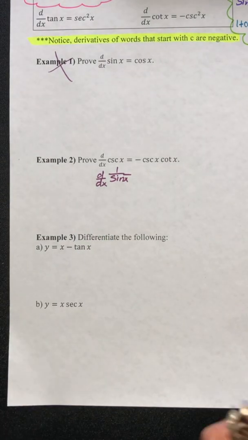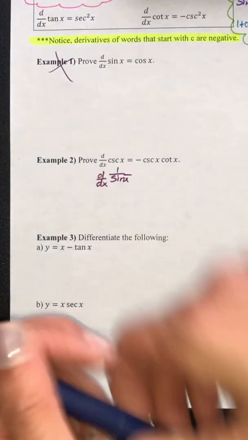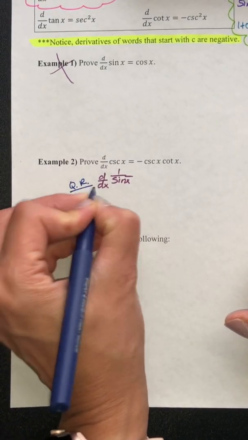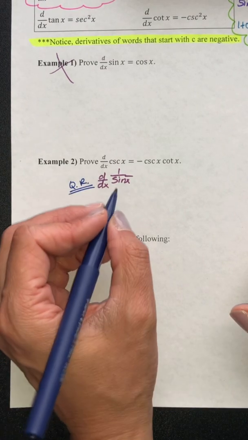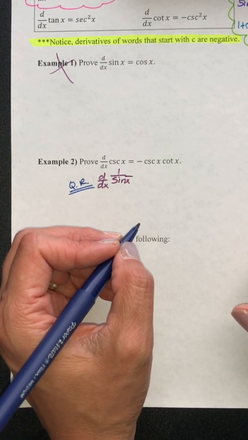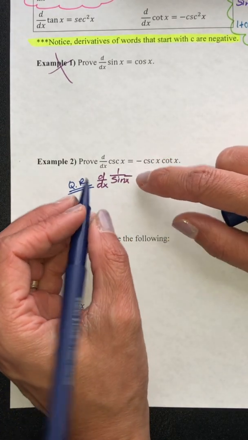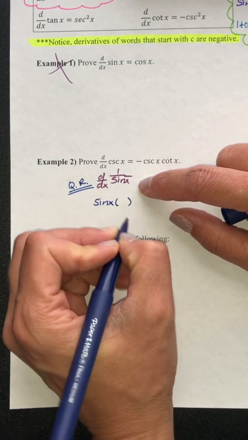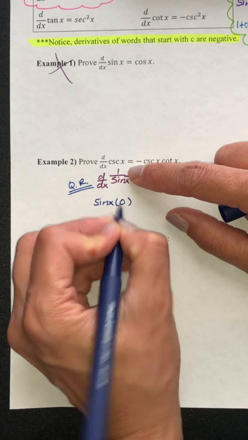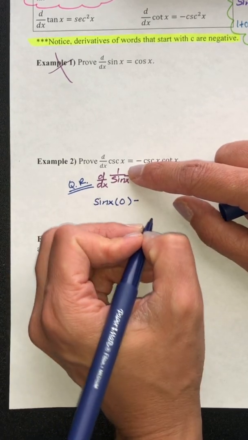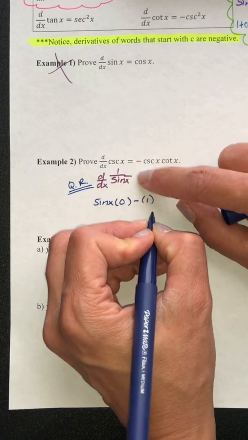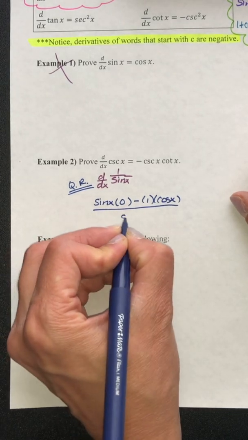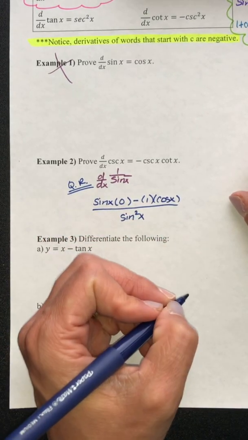Well, I've got a fraction there. And what's nice about that fraction is now that I have something divided by something, I can use the quotient rule. We just learned that. So remember, it is low d high minus high d low over low squared. So the low is sine, so it would be sine x, times the derivative of the high, which the derivative of a constant is 0, minus high d low, so the high is a 1. The derivative of sine is cosine, all over low squared, so sine squared of x. Okay.